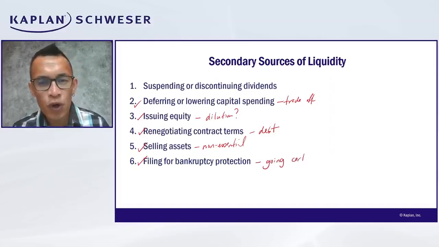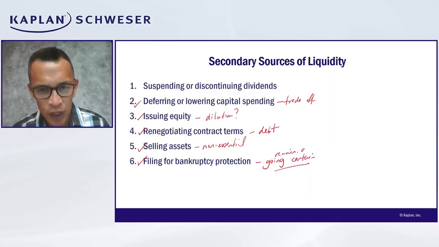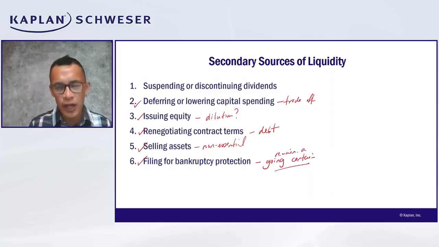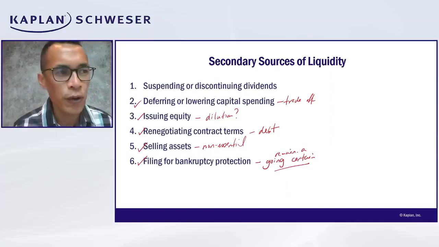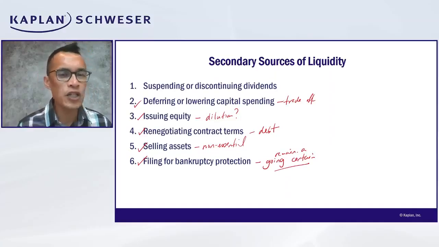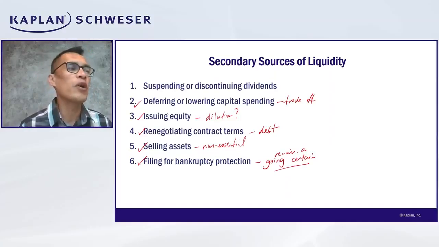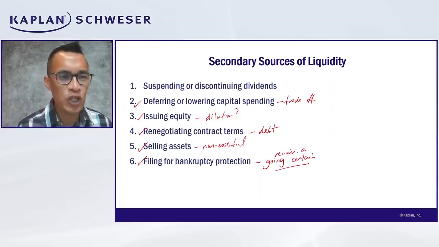So the key word here is that the company intends to remain a going concern. A going concern, of course, is a good thing. A going concern means that they're going to continue business as usual, but it just requires a little bit of a reprieve here to allow them to restructure their business.